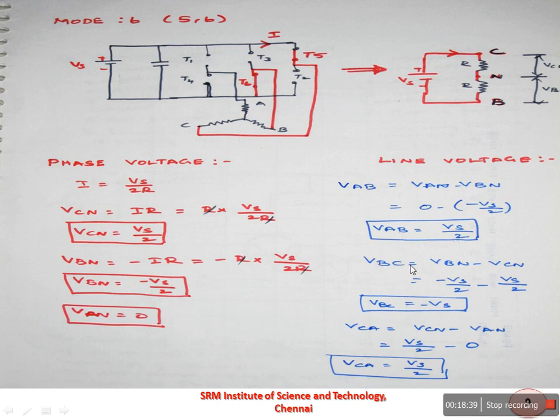Similarly, VBC is equal to VBN minus VCN. You can substitute the value of VBN, minus Vs by 2, minus VCN, which is Vs by 2. Therefore, we will get VBC is equal to minus Vs. Similarly, VCA is equal to VCN minus VAN. We can substitute VCN is equal to Vs by 2 minus VAN is equal to 0. So if you solve this, you will get VCA is equal to Vs by 2.